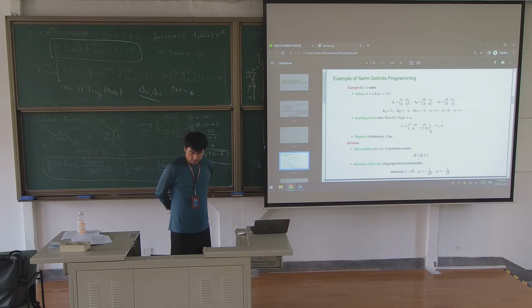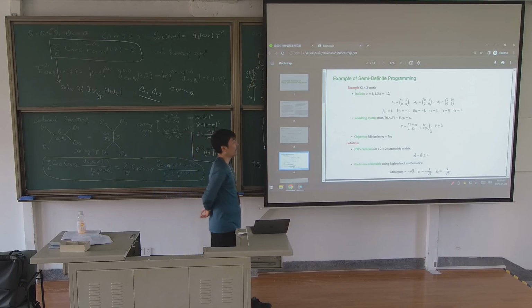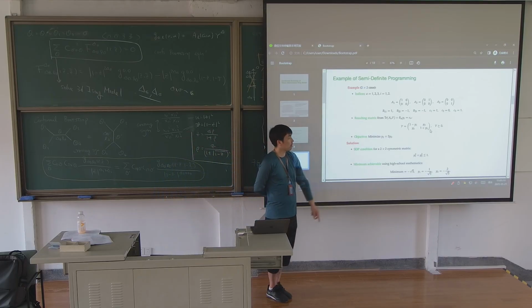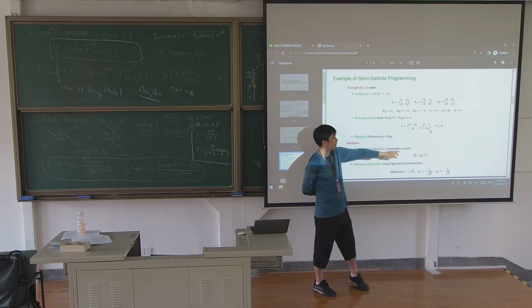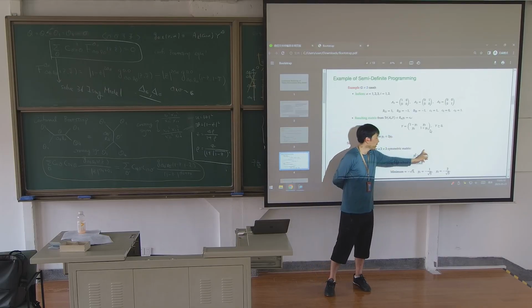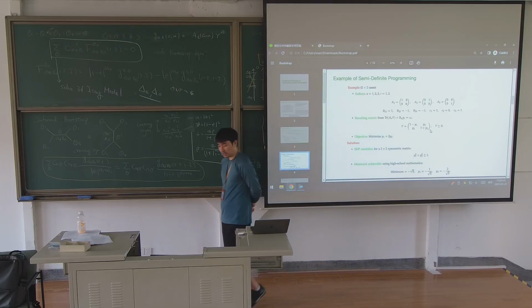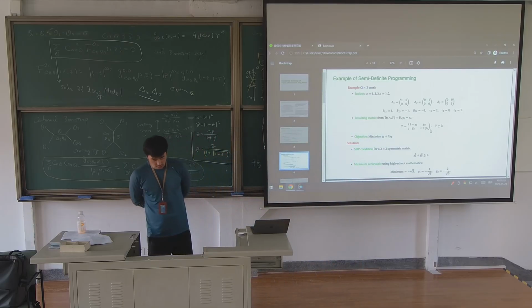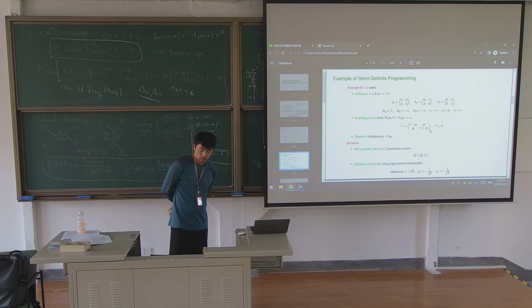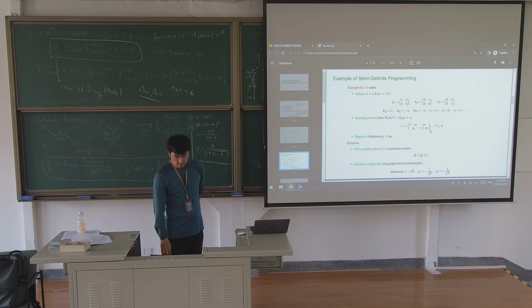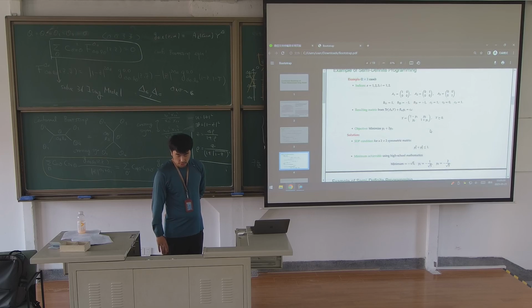Okay, and we need to solve that this capital Y is semi-definite. So therefore, if you take a determinant, it should be positive, which means y1 square plus y2 square is less than or equal to 1. Okay? And this is very easy to solve. And to minimize y1 and y2, you can easily do it.